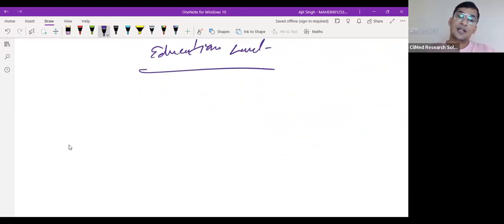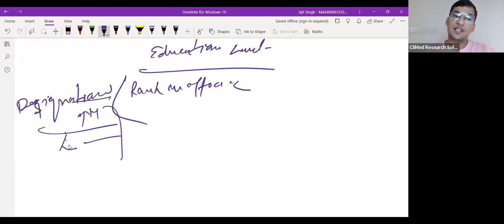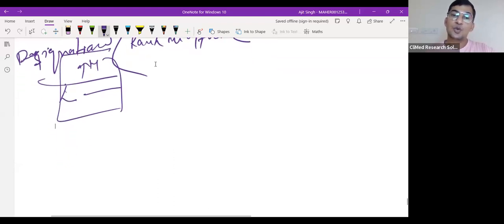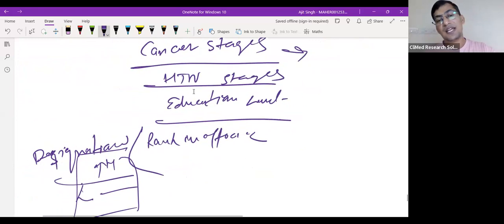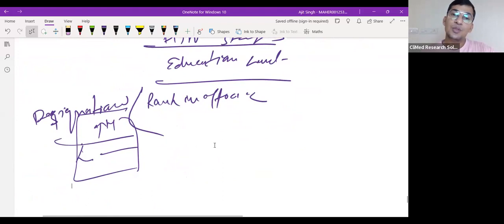Okay, and rank in the office, I mean designation. See, here I'm not talking about occupation, I'm talking about designation. Either at the lower level or higher level, administration level, there is the rank. So these are multiple examples which can define the ranked data, and it is important. So these all will be important for the analysis.